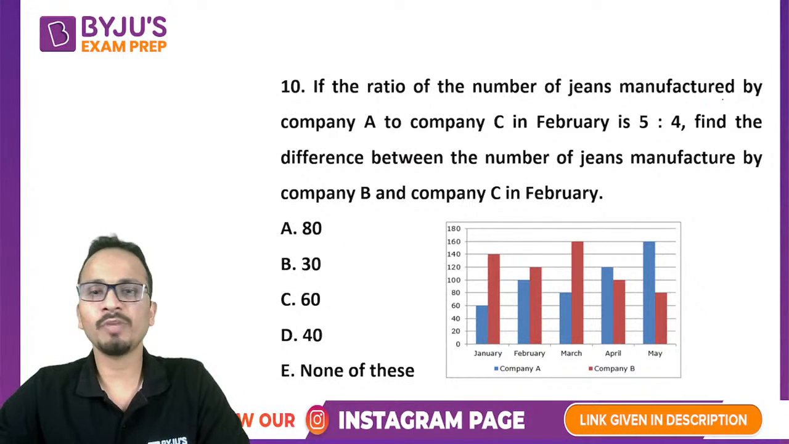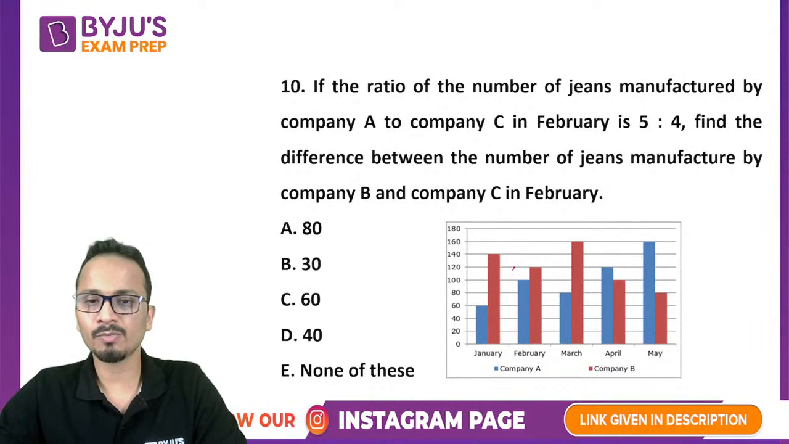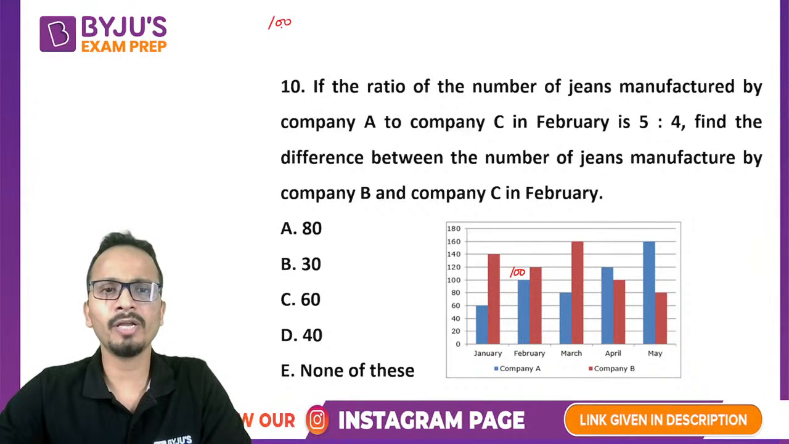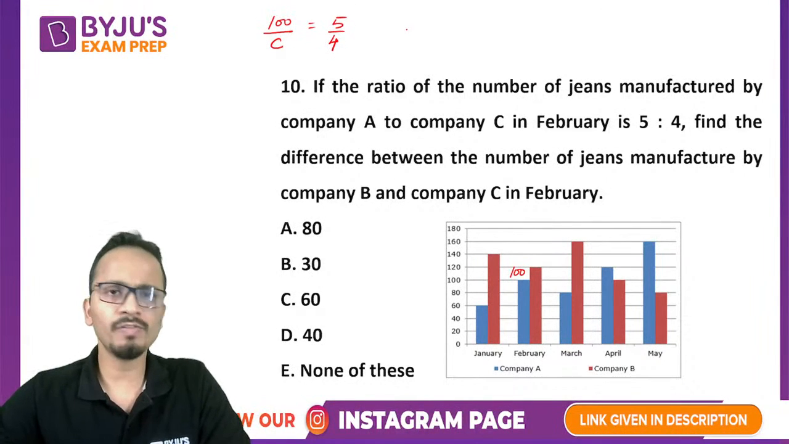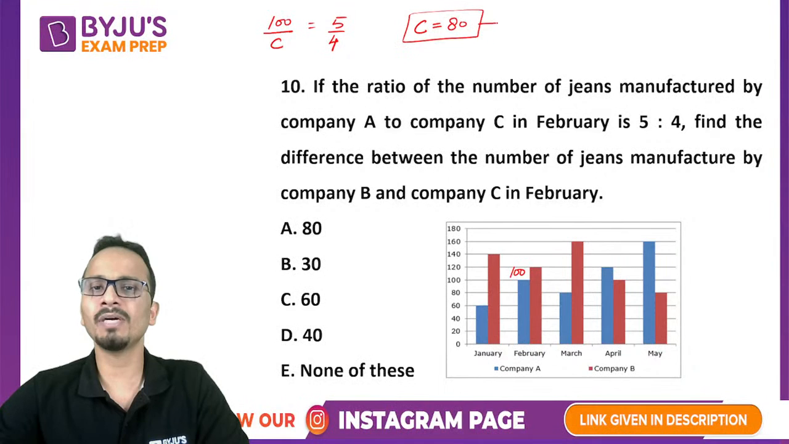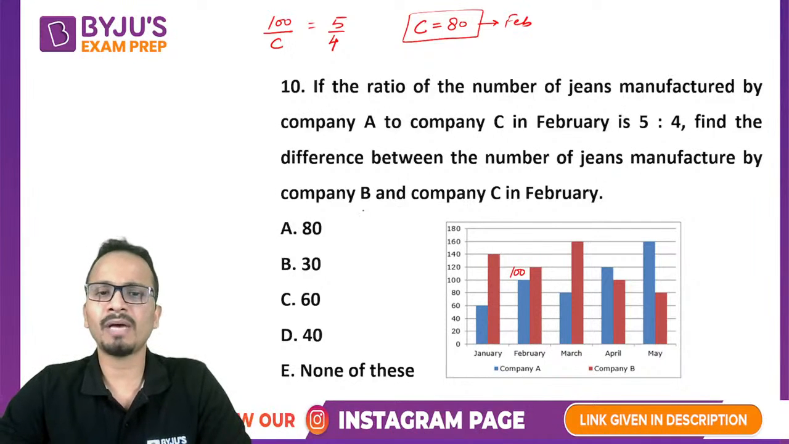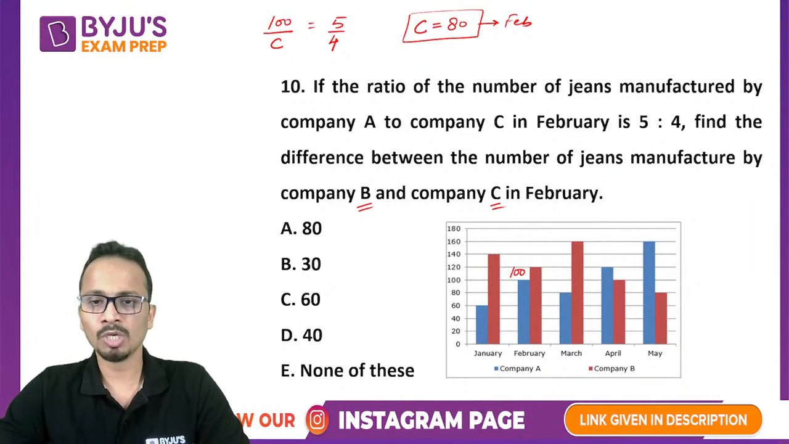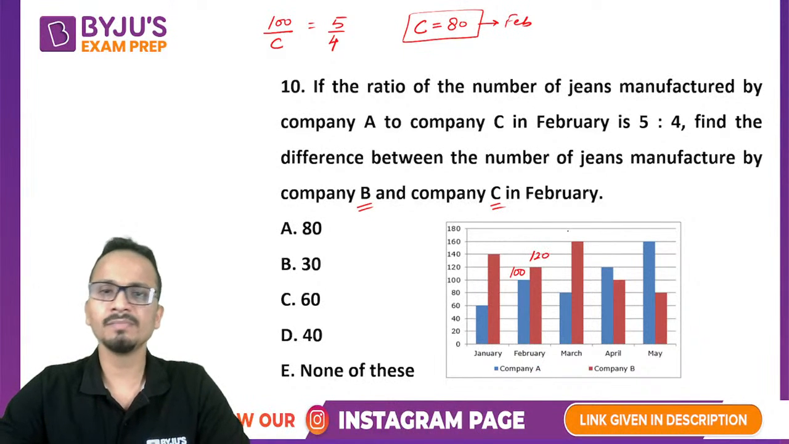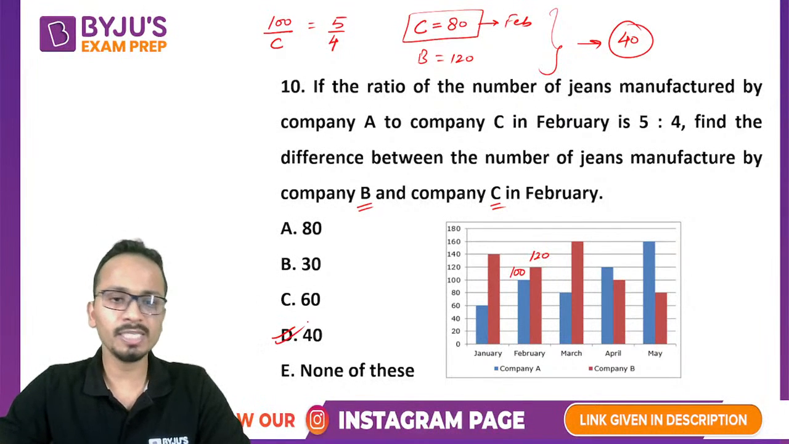Now, if the ratio of number of jeans manufactured by company A to company C in February. So company A in February, it is 100. So they are saying that 100 upon company C is given as 5 upon 4. So upon solving this ratio, we'll get the value of C as 80. All right. So C in the month of February is 80. Now, what they're asking us is to find the difference between the number of jeans manufactured by company B and company C in February. So company B in February is 120. So B is 120 and the difference of these two numbers will be equal to 40. So 40, that is option D, is the correct answer.